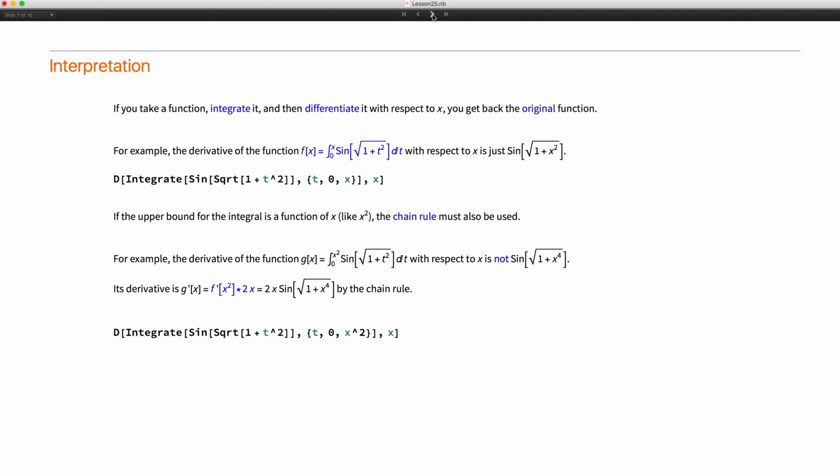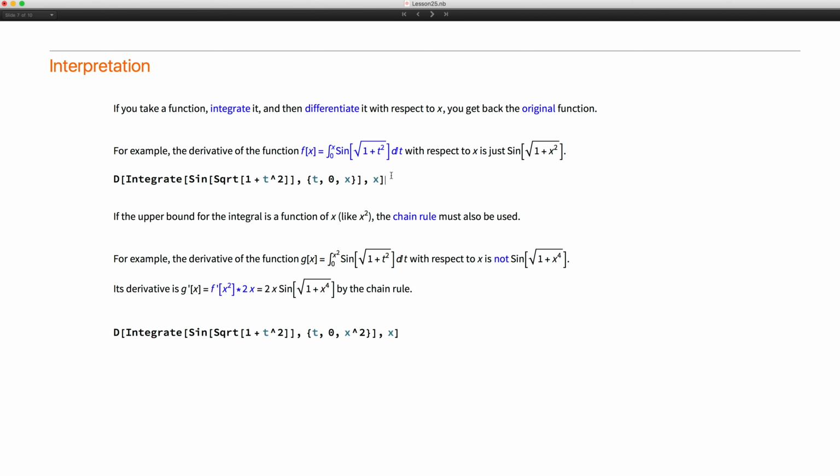So let's try to understand that a bit more by looking at some examples. Let's say you have the function f of x given by the integral from 0 to x of sine of square root of 1 plus t squared dt, and you integrate it, then you just get back sine of square root of 1 plus x squared.